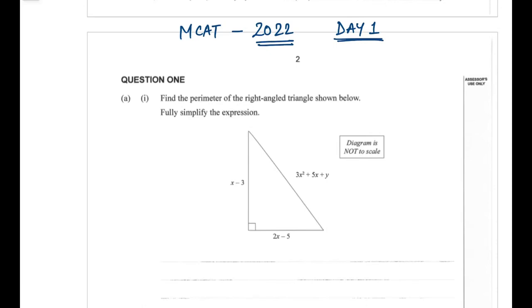Hi guys, so let's solve this question. It says find the perimeter of the right angle triangle shown below and fully simplify the expression. So we have to find the perimeter. So perimeter means we add all the sides.